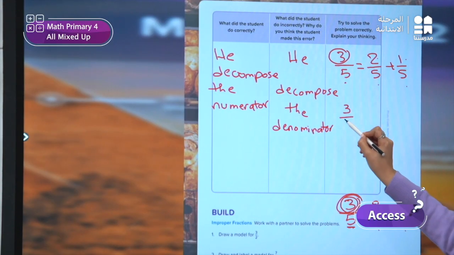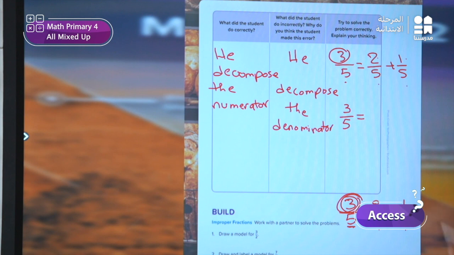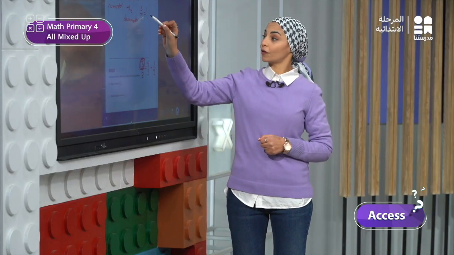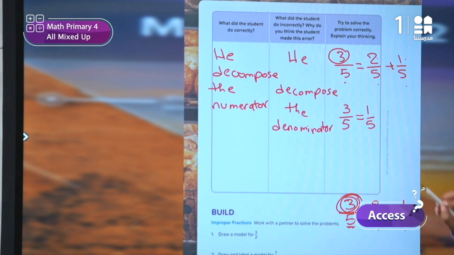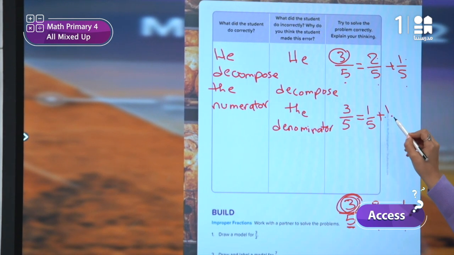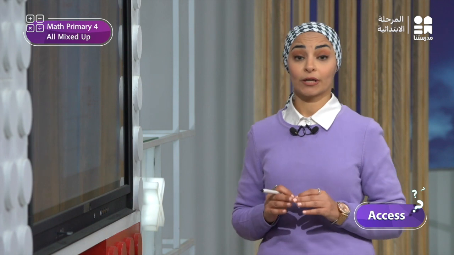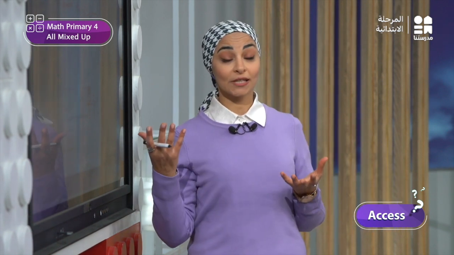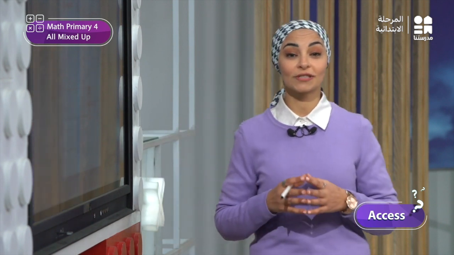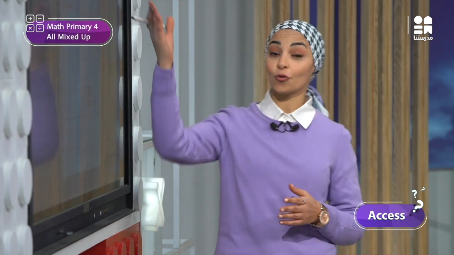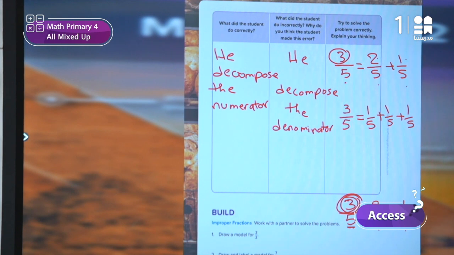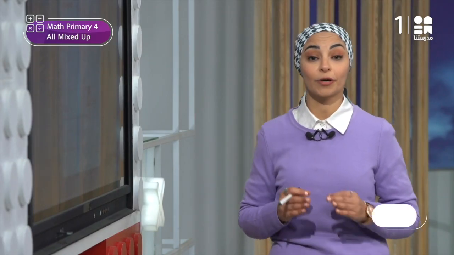يبقى I can write 3/5 equals what? What is the unit fraction here? Yes, of course, 1/5. يبقى 3/5 equals 1/5 plus 1/5 plus 1/5. Okay? And now after we have analyzed our classmate's answer and we knew what he did correctly and what he did incorrectly, and decomposed the fraction in more than one way. عملنا decomposing للفراكشن بأكتر من طريقة. You can now explore the improper fractions.